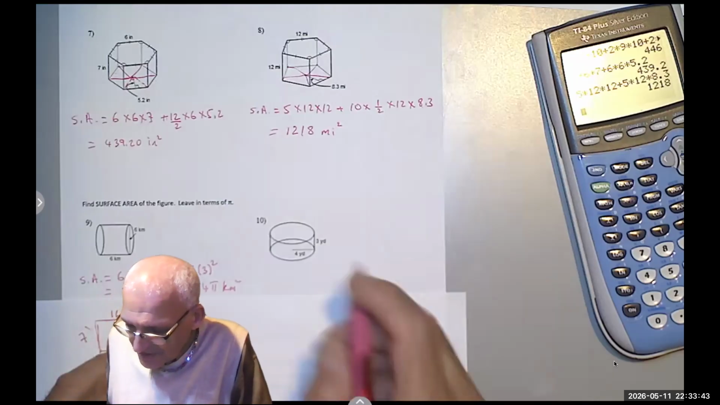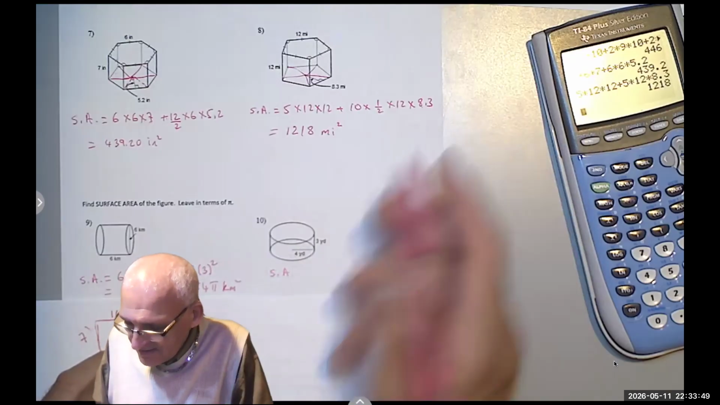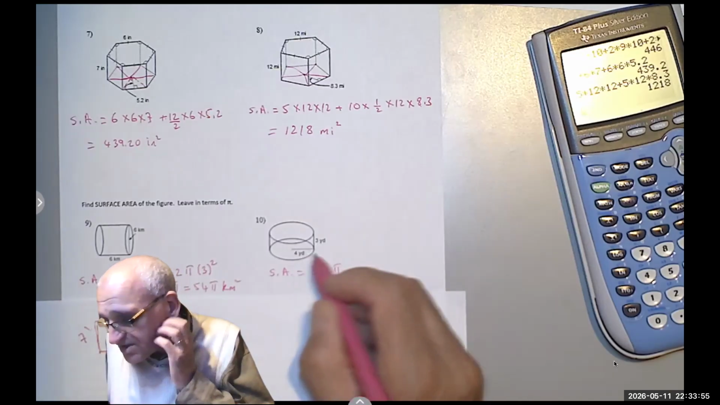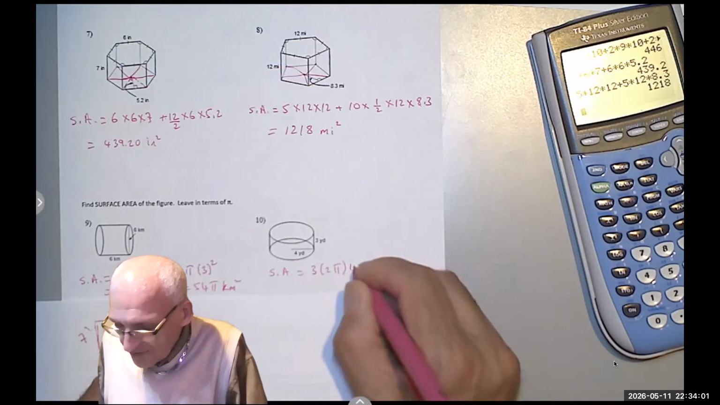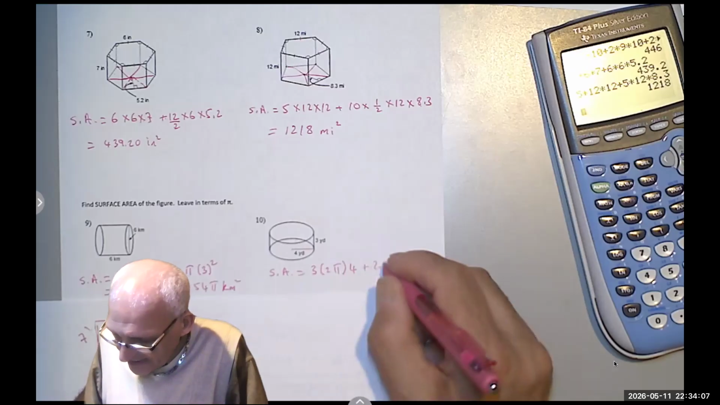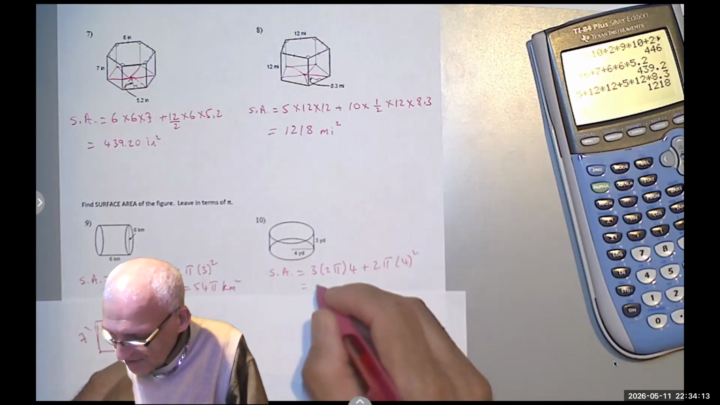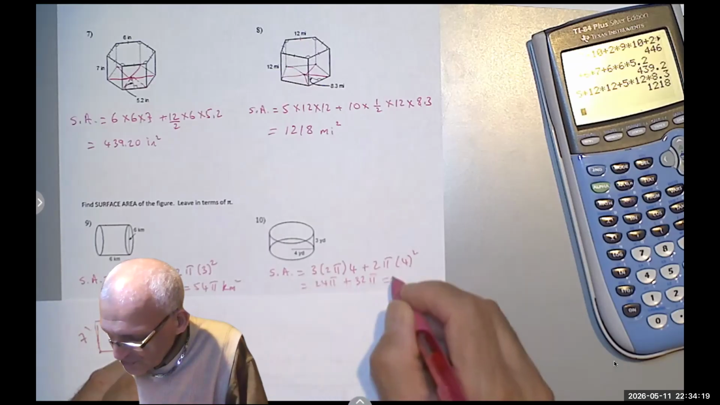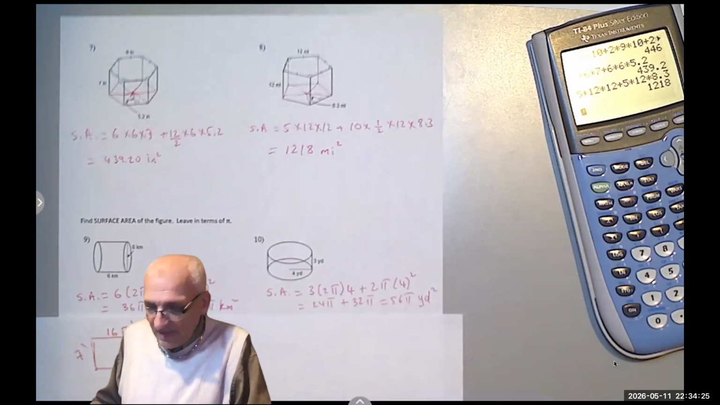Okay, the last one, same thing, surface area. When I open this, it becomes a rectangle. It has a height of 3 and a base of 2 pi times the radius, which is 4. This time they give you the radius, not the whole diameter. And then I have 2 circles, one on the top and one on the bottom. The area is pi r squared. 4 times 3 times 2 is 24 pi. And 4 squared times 2 is 32 pi, for a total of 56 pi square yards. And that's basically it.